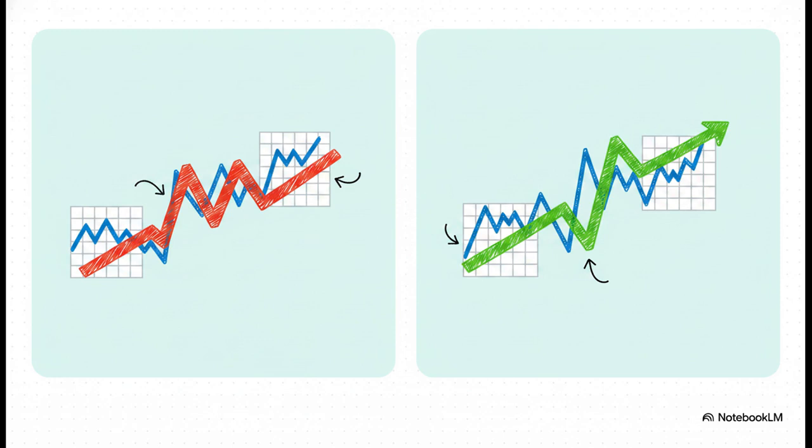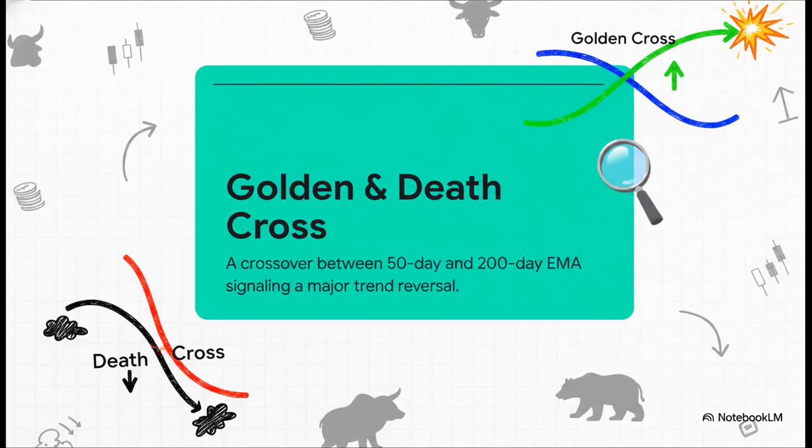In fact, tons of algorithmic traders use tight combinations, specifically the 5, 13, and 26 period EMAs, to rapidly spot very short-term bullish or bearish momentum shifts. Now, when we want to identify major institutional-level trends, the relationship between the 50-day and 200-day EMA is absolutely critical. What we're looking for here are crossovers. A golden cross happens when the short-term 50-day crosses above the long-term 200-day, and that signals a massive bullish breakout.